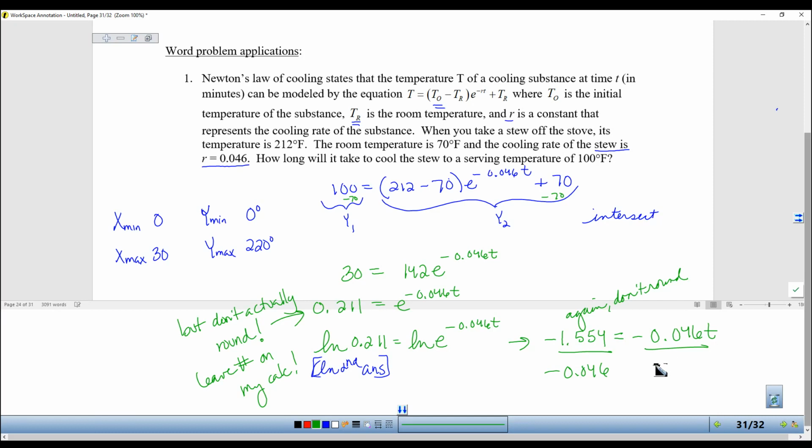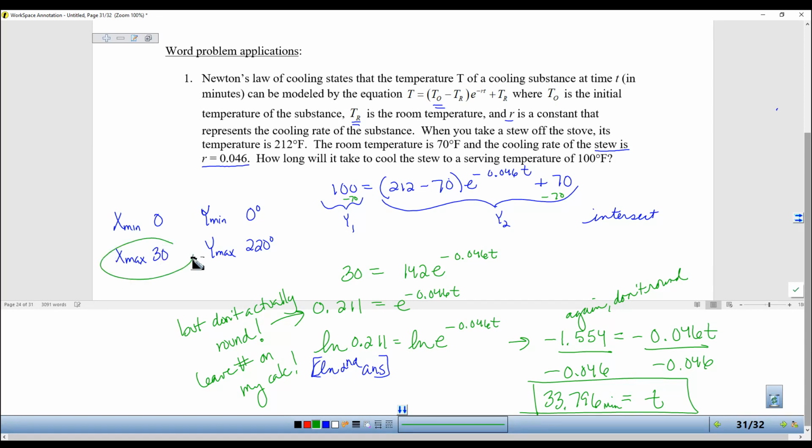0.046 divided by negative 0.046, and I get t is equal to 33.796. And now you can round. What are we in? Minutes. Okay, so about 34 minutes to do that.